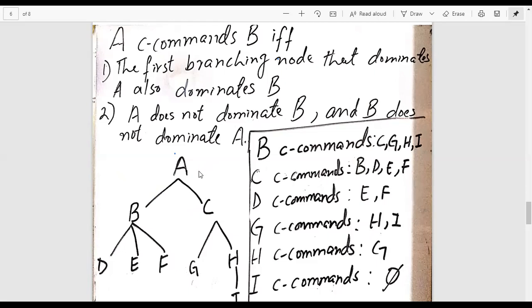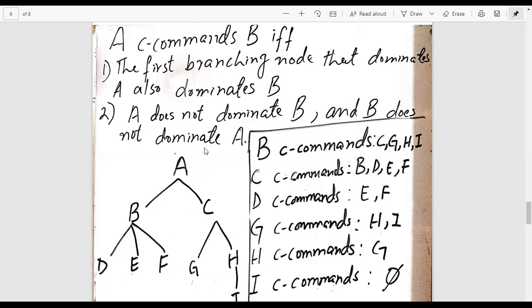So here in this case we have the diagram: A dominates B and C, then B dominates D, E and F, then C dominates G, H and I. Keep in mind that domination is different than commands, right? C-command is a different thing, and dominate is a different thing in this diagram or in this structure.